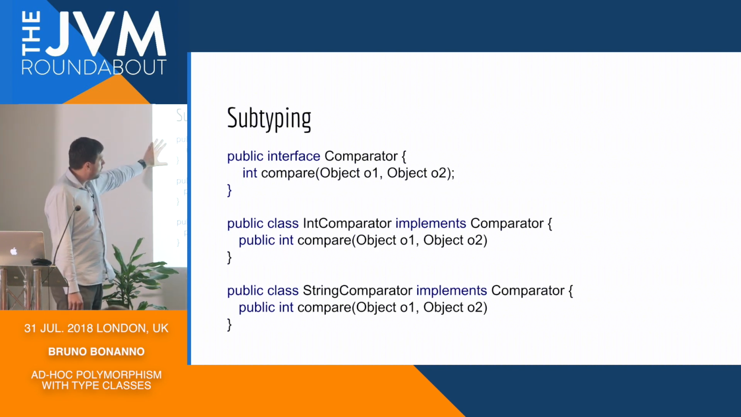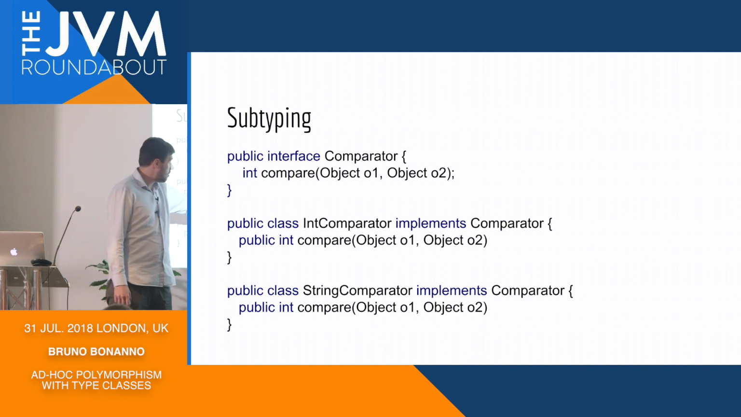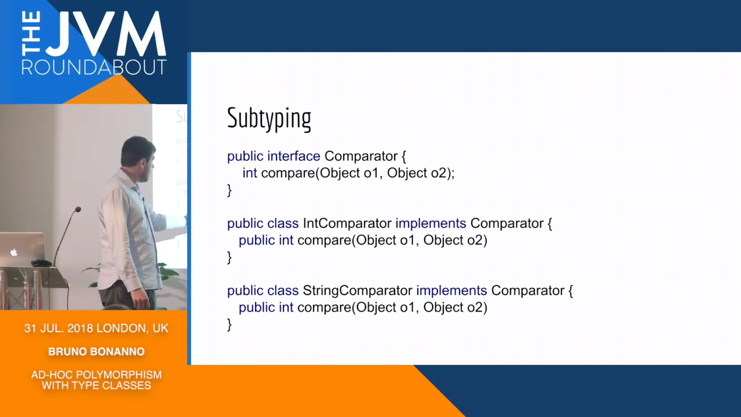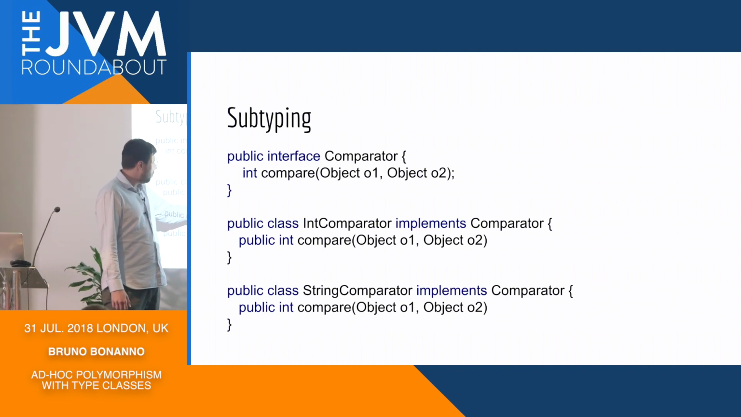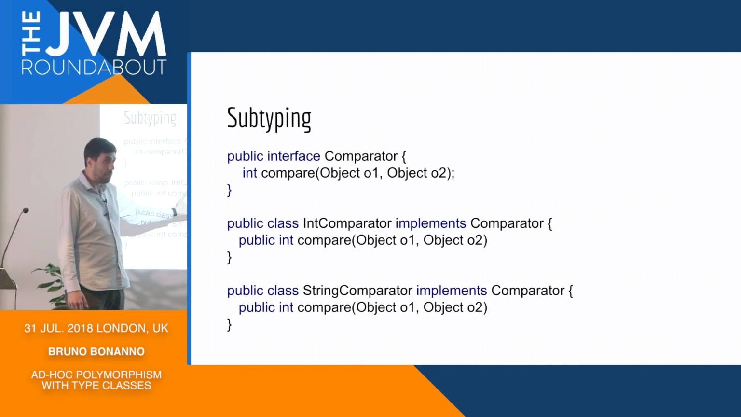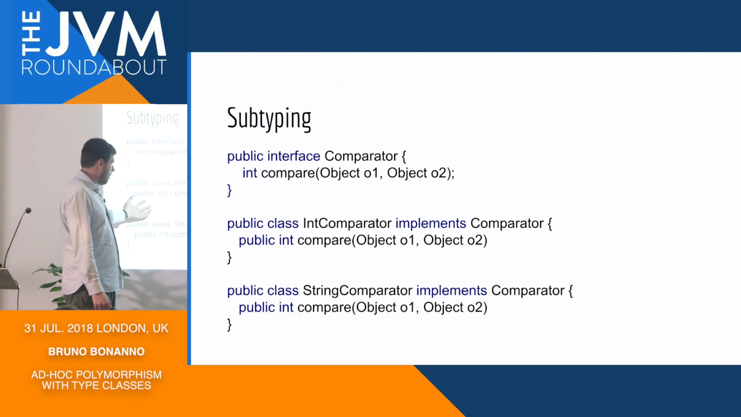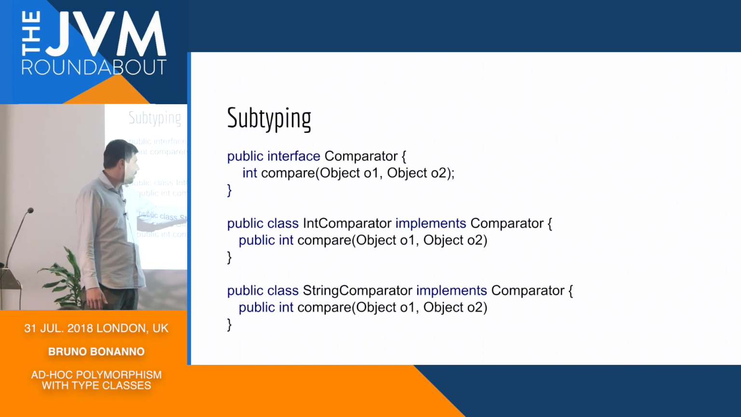So yeah, we have a comparator, and we have int and string comparators, and they get objects because that's what the interface gets. So the problem here with subtyping is that we need to pick generic enough types, and it doesn't really look nice because we will have to cast in here or check if they are ints and then do something.